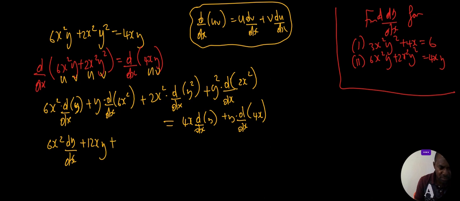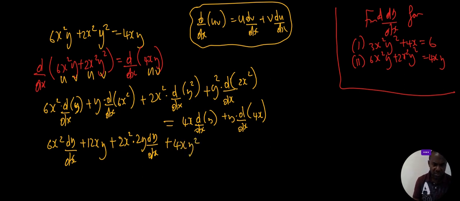Then when we differentiate y squared, that becomes 2y dy by dx. So this becomes 2x squared times 2y dy by dx. Right? And of course, still going to become this term now plus the derivative of 2x squared, that is going to be 4x. So 4x times y squared gives us plus 4x y squared. And that is the derivative of the left hand side. And this is going to be equal to 4x dy by dx plus, now the derivative of 4x is just 4, and of course you have to multiply y by that.